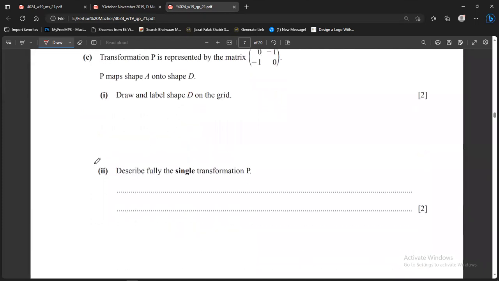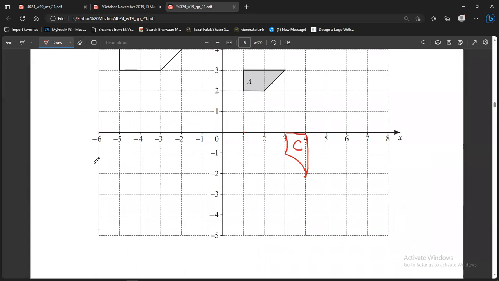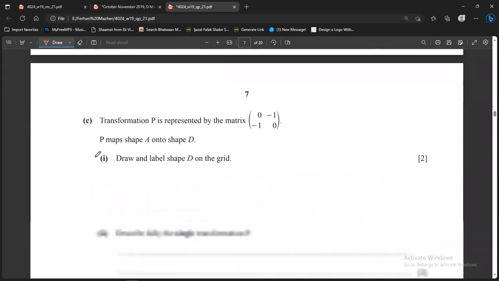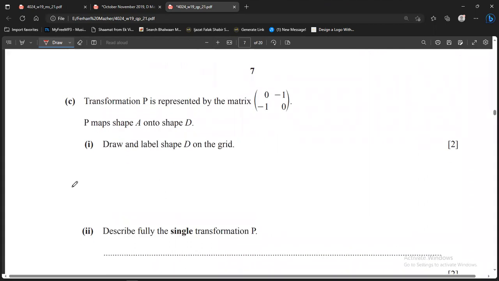Okay. Now we are on the C. This was question number 3, its A and B part. Now I am going to the C part. He says, transformation P is represented by the matrix (0, -1; -1, 0). P maps the shape A onto the shape D. Draw and label the D on the grid.